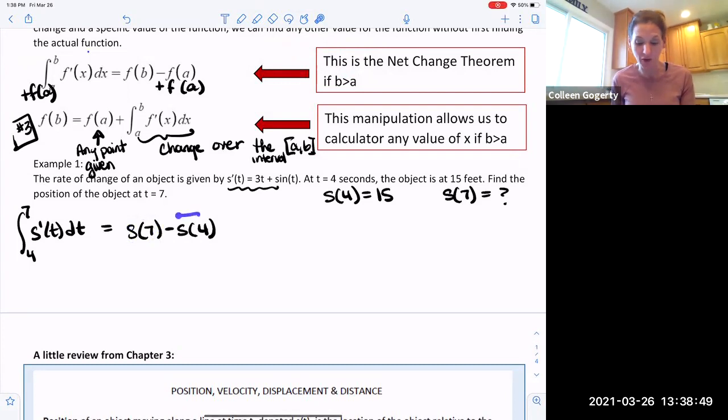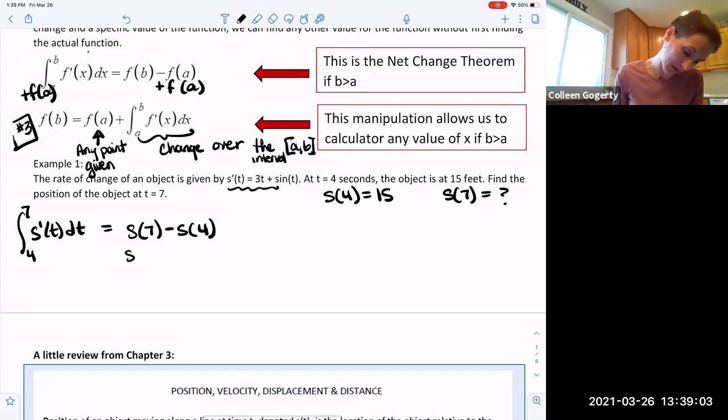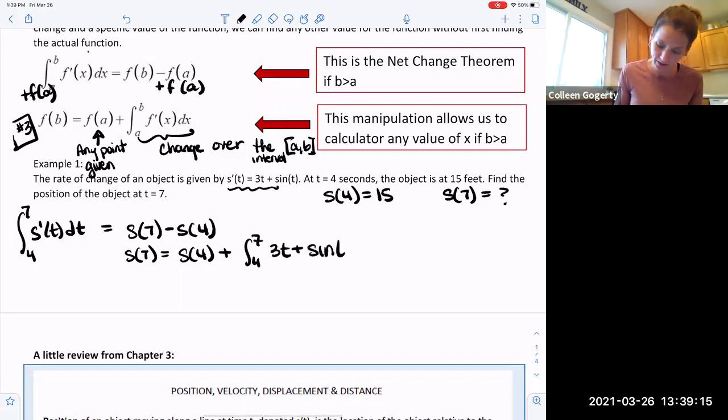All right, so we already know this value. Sorry, not s of 7. We already know this value. We know this is 15. Over here, because we have this equation, we'll be able to evaluate the integral. So we will be able to find s sub 7. So with a little bit of manipulation, s sub 7 is equal to s sub 4, I'm just adding it to the other side, plus the integral from 4 to 7 of 3t plus sine of t dt. All right, so s sub 4 is 15. I can just fill that in.